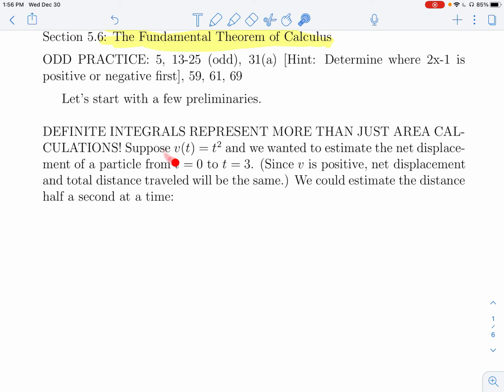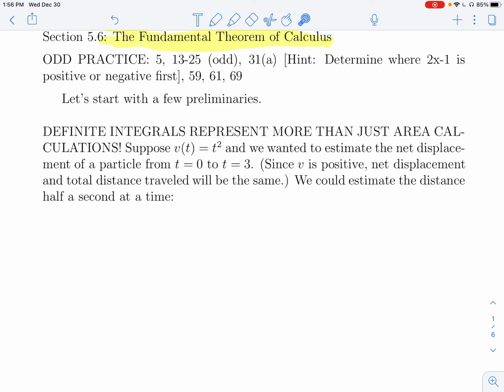So suppose I give you this velocity function of a particle. I'm not giving you its position, I'm giving you its velocity. And we want to estimate the net displacement of the particle from time 0 to time 3. And we'll notice that velocity is never negative, so the particle is always moving in the same direction. Displacement and distance are the same, so we can be a little sloppy on this problem.